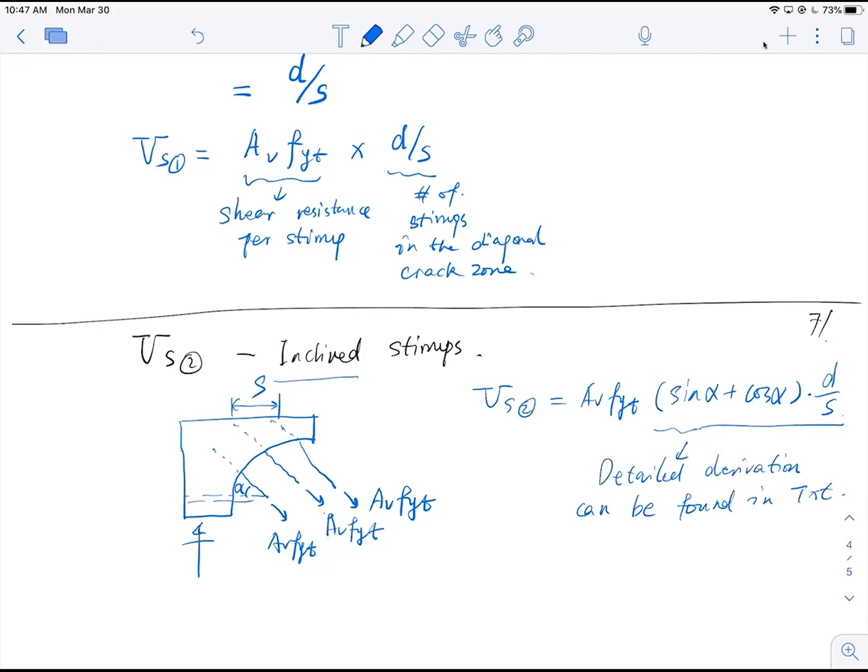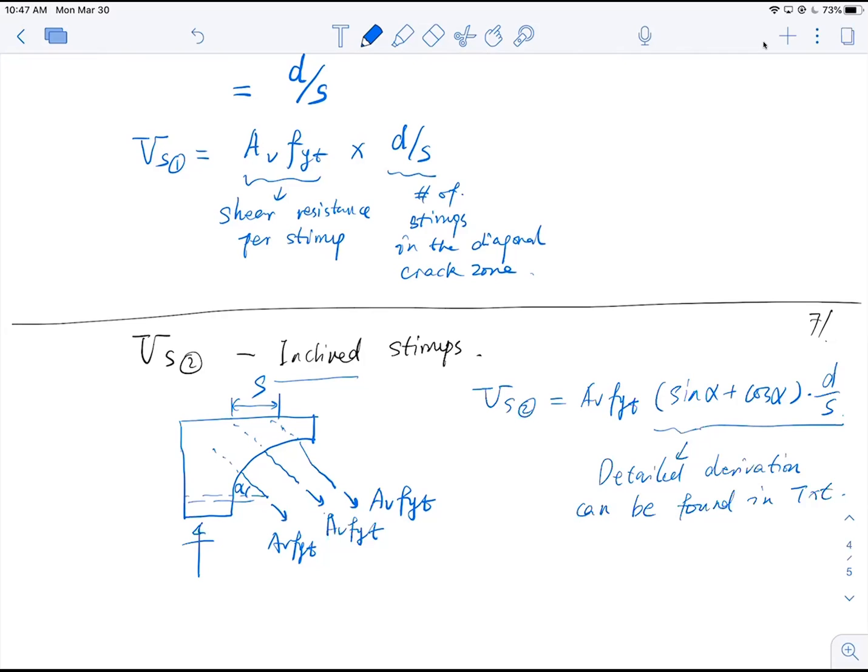So I want to summarize. I can say the shear resistance Vs also has two possibilities, Vs1 and Vs2, and Vs1 is for vertical stirrups.